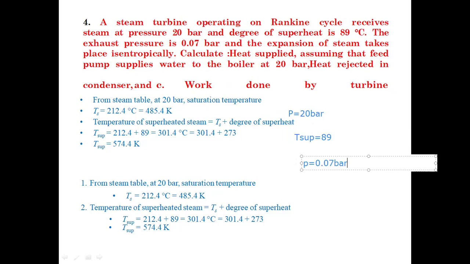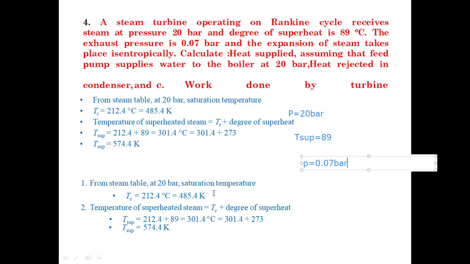To calculate: expansion of steam is isentropic, calculate the heat supplied Q, and assuming the feed water supply to the boiler at 20 bar, find the heat rejected in the condenser and the work done by the turbine. See here, Ts is equal to 212.4 degrees Celsius. To convert it into Kelvin, the temperature of superheated steam is Ts plus the degree of superheat. T superheated is equal to 212.4 plus 89.